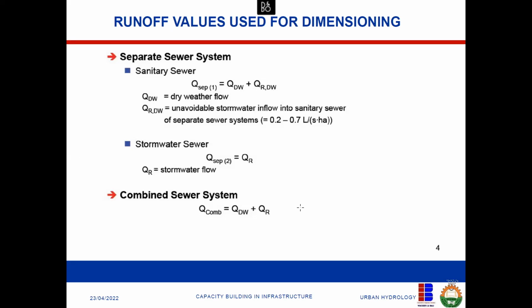Then, for the storm sewer, the sewer is simply QR, the stormwater flow. It does not require any other safety factor, because it's basically when rain is falling, when there's storm events, you don't expect water to come from another source. The water that is coming is just the water that is coming. There's no safety factor in this one.